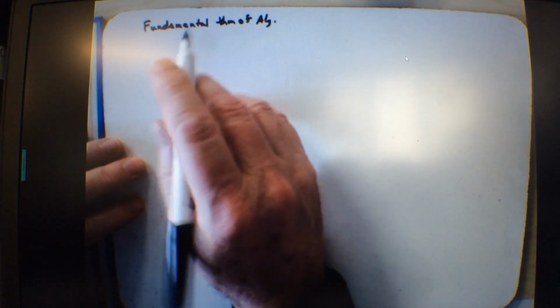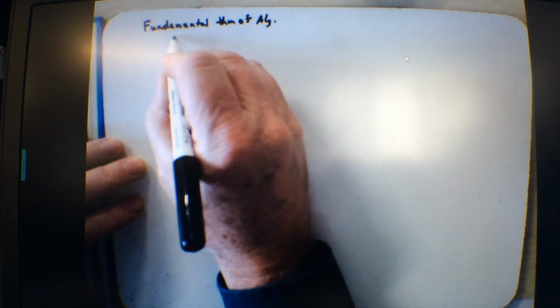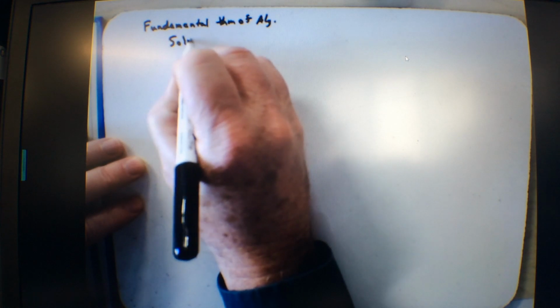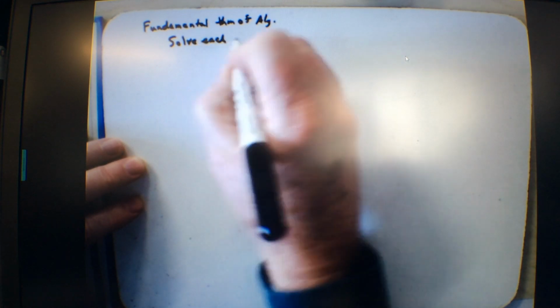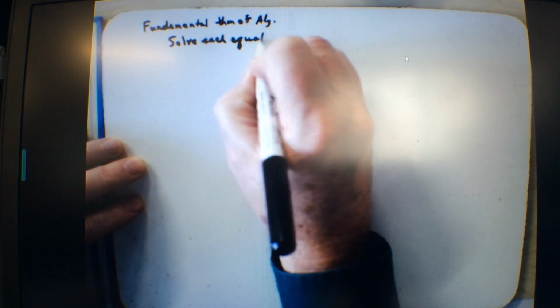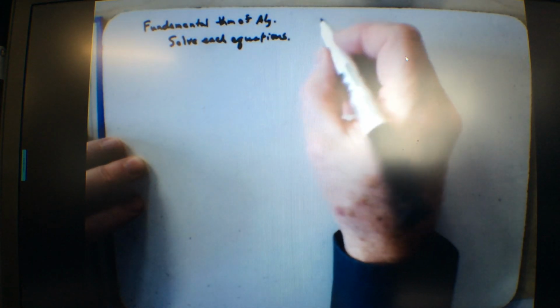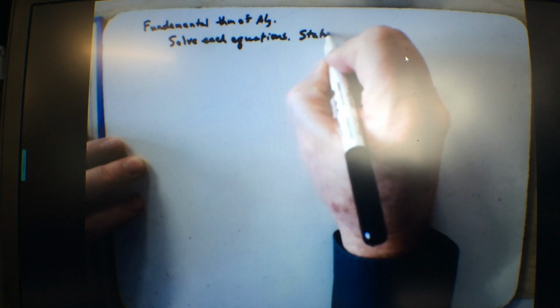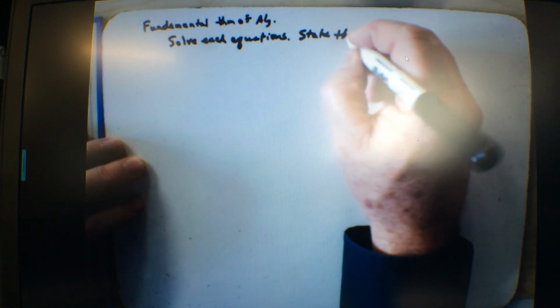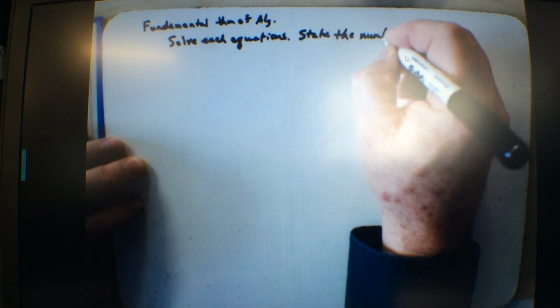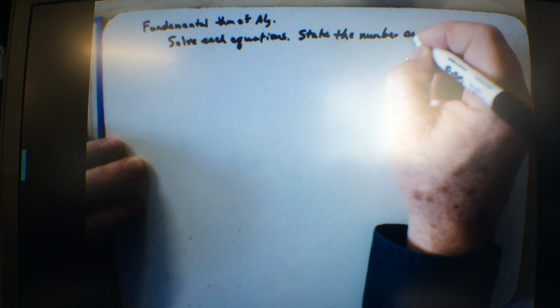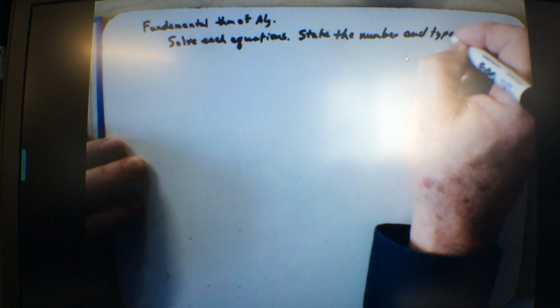Okay? So if we take a look on page 294, here's the type of problems that you're going to start your section out. So it's very important that you understand this. It says solve each equation, and I'm going to abbreviate the directions a little bit here. It says state the number and type of roots.